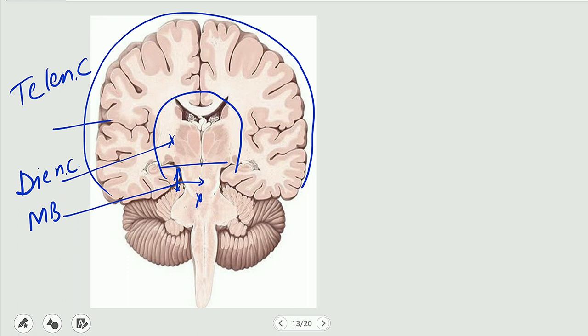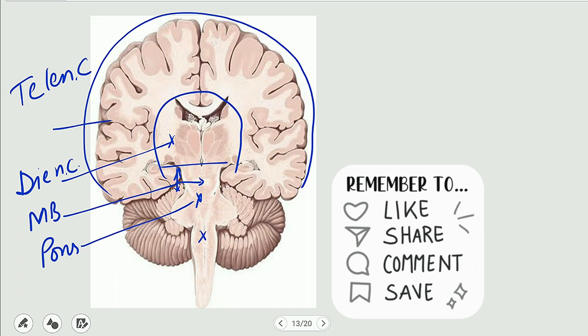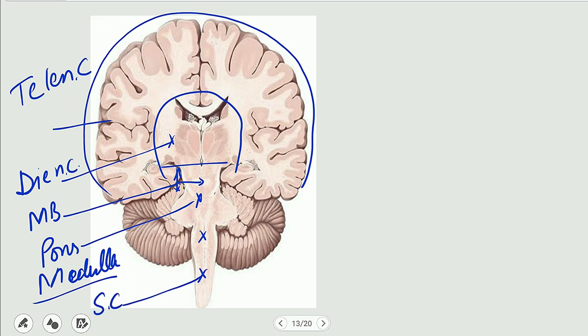Beneath the midbrain here, we have got the pons. Beneath the pons here, we have got the medulla. Midbrain, pons and medulla together are called the brainstem, which continues into the spinal cord. So beneath is the spinal cord. Now, what is the pattern of the neuronal cell body in these areas?